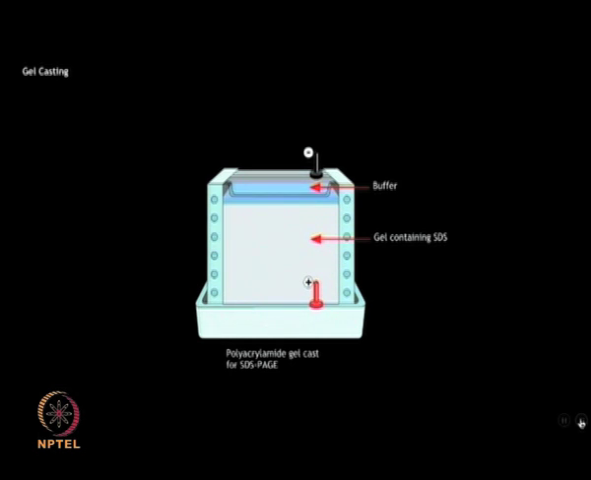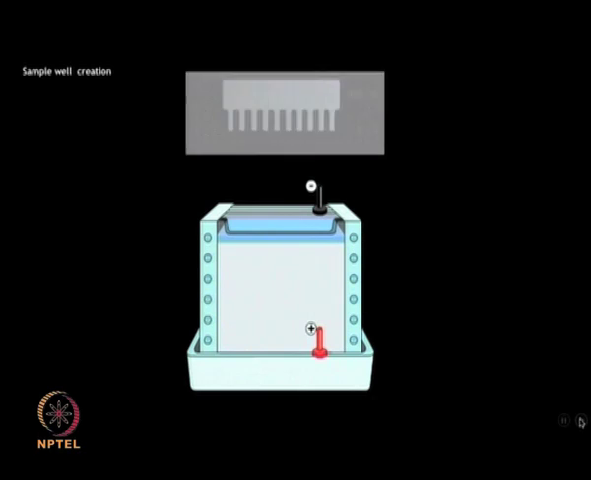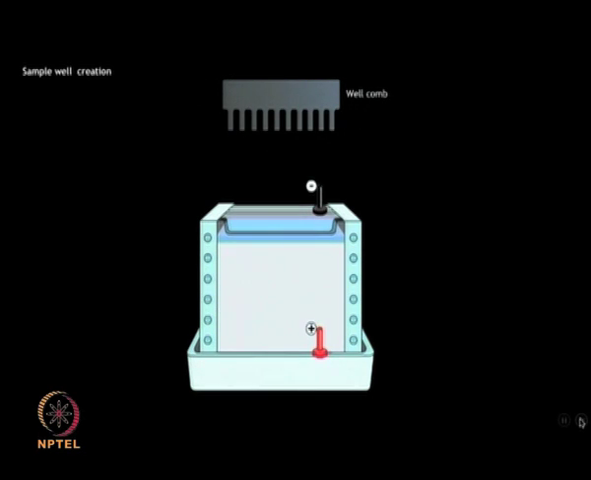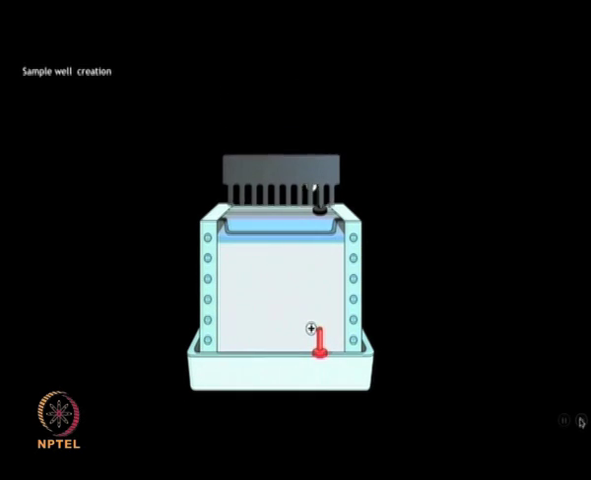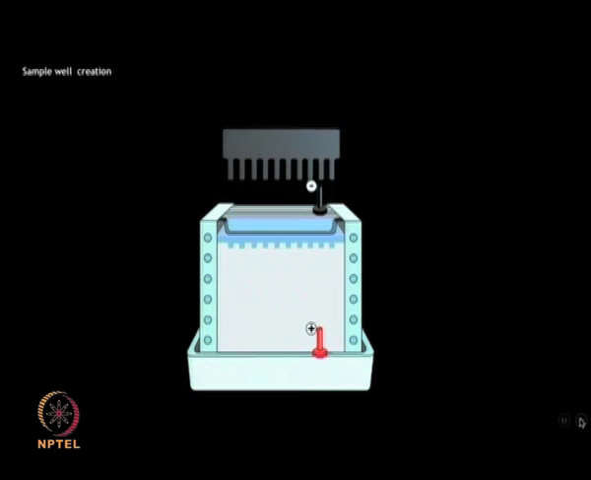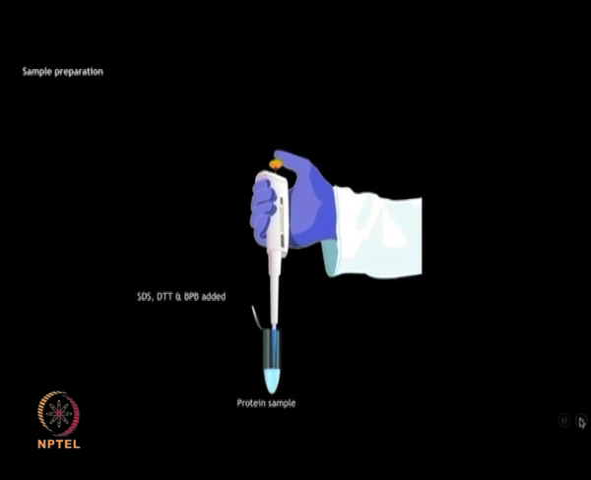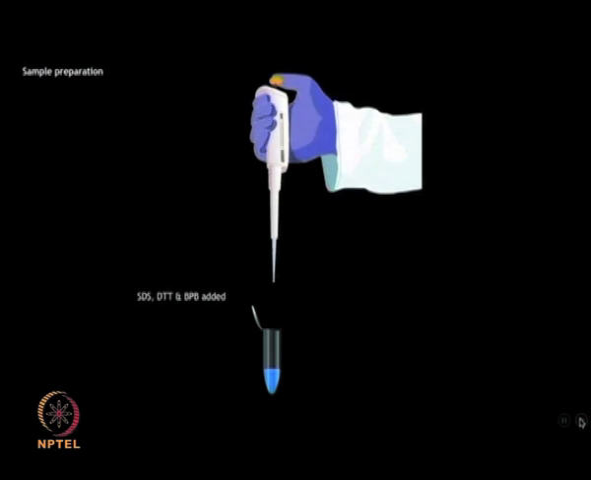Next step is to create the wells on these gels. The sample wells of uniform size, shape and separation are made using a comb which is placed in the gel as soon as it has been poured. After the gel has polymerized, the comb is removed to provide the gel ready to start the process. Now, you can prepare the sample to load on the SDS-PAGE gel.